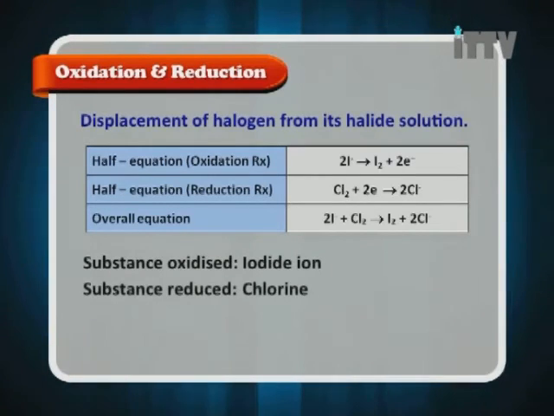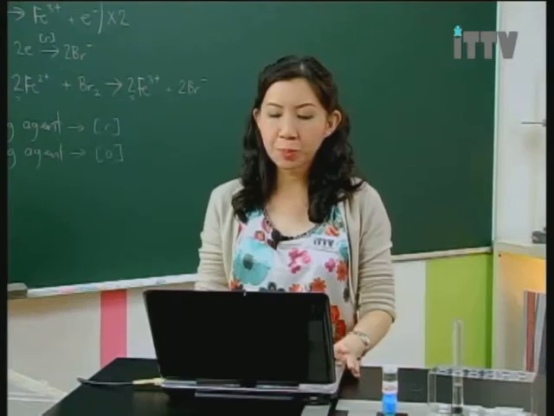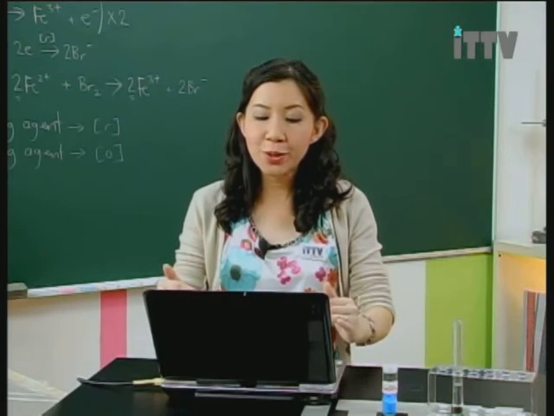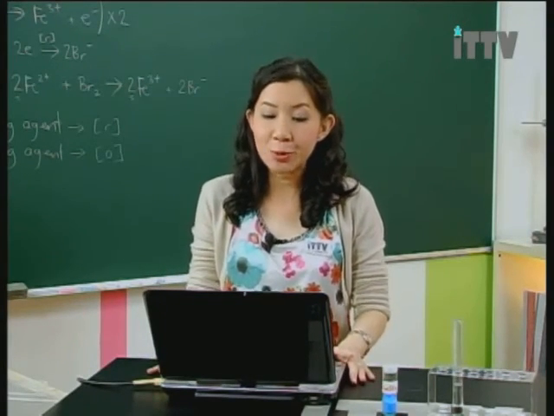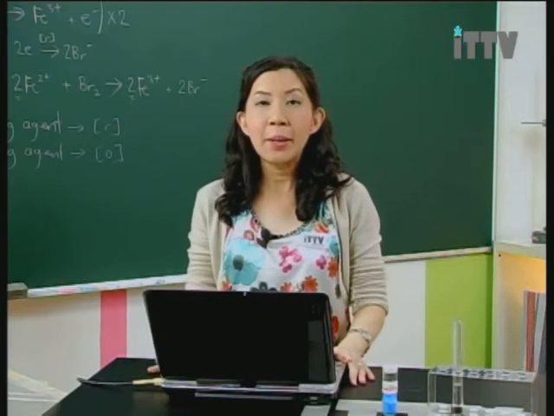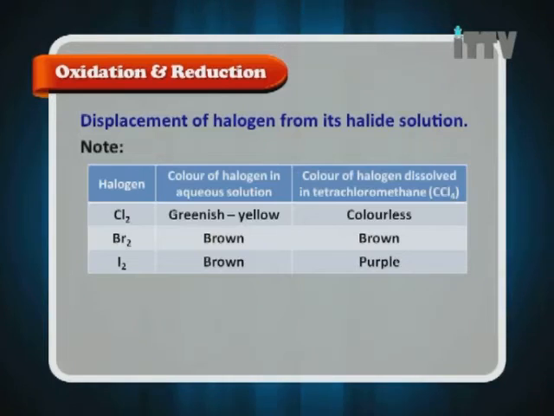So if we refer back to the slide about the color of halogens in aqueous solution and CCl4, please refer to the slide that if the halogen is chlorine, the color of halogen in aqueous solution should be greenish yellow, while in an organic solvent like tetrachloromethane, it should be colorless.